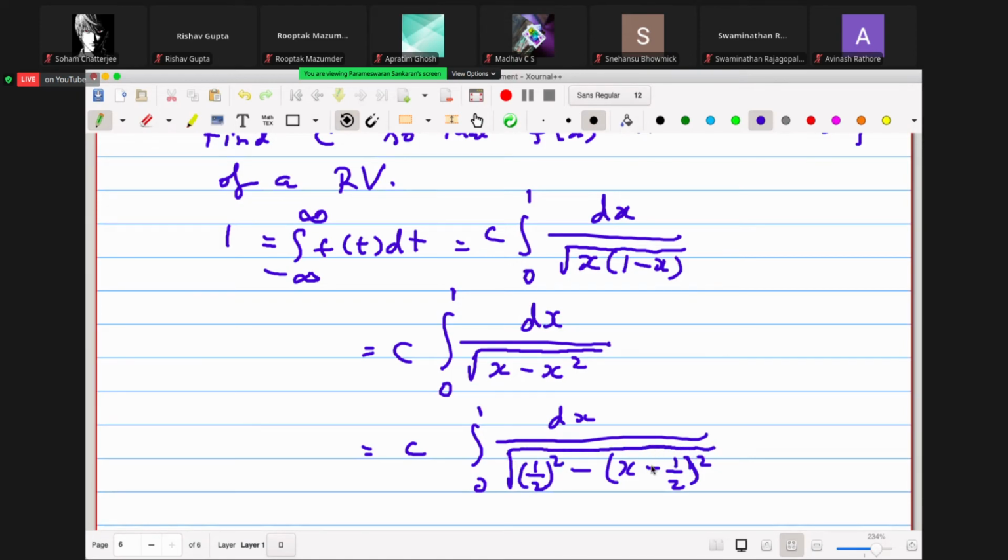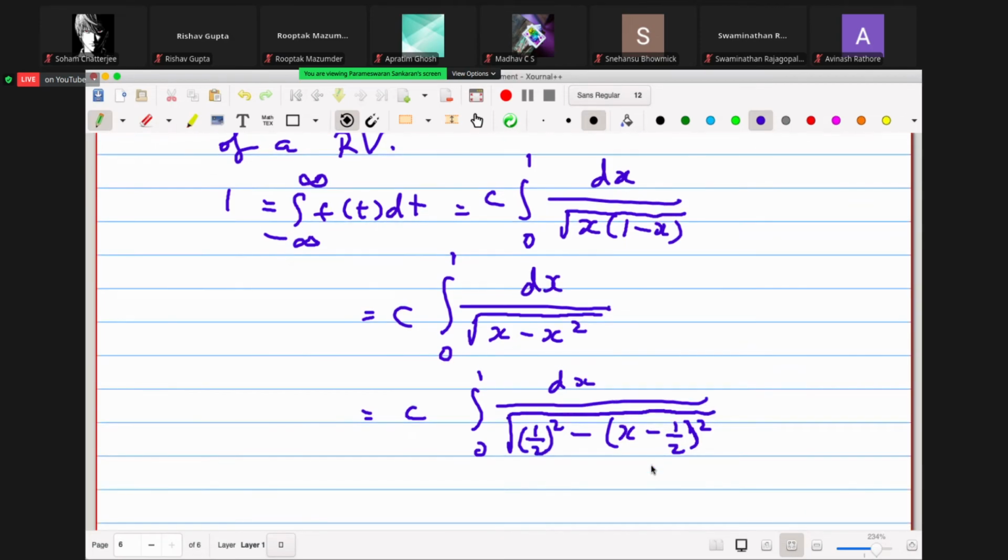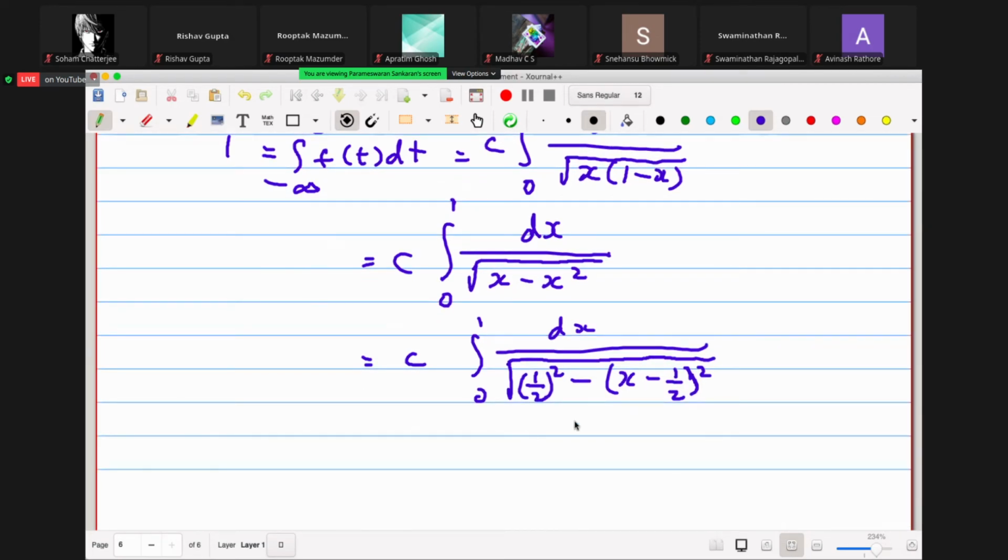And this fits into some formula. You can use that formula and complete it. Yeah. I remember the formula for this type of thing. Okay.